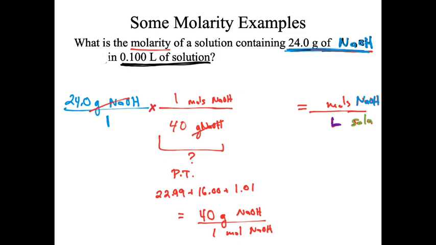I need liters of solution in my final answer. Do I know anything about the liters of solution? We're told that it is 0.100 liters of solution. We are literally told what the value is for the liters of solution. Where should it appear in my conversion? Should show up in the denominator. Why? That's where I want it to appear in the answer. What's the number that needs to go with it? 0.100. Why is that going in the denominator?